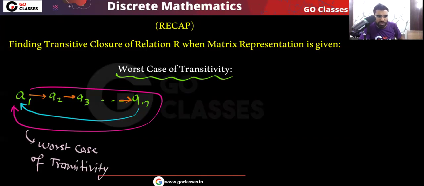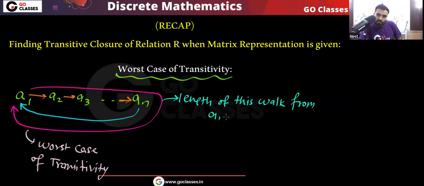And this worst case of transitivity, a1 related to a1, what is the length of this walk? Can anyone tell me what is the length of this walk from a1 to a1?